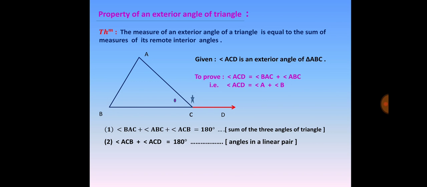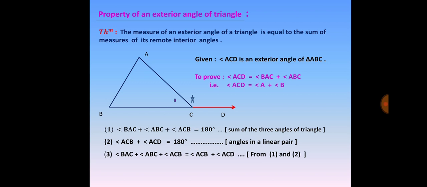Now from 1 and 2, the right side is the same, 180 degrees, 180 degrees. So we write in the third step, both the LHS are the same. So angle BAC plus angle ABC plus angle ACB, which is the LHS of the first equation, is equal to the LHS of the second equation, that is, angle ACB plus angle ACD. This step is from 1 and 2. Now in this step we observe that on both sides one angle is common, angle ACB and angle ACB.